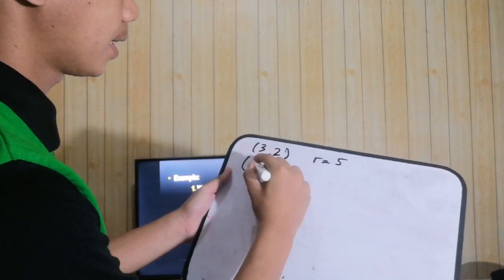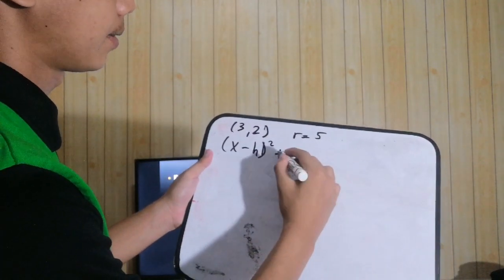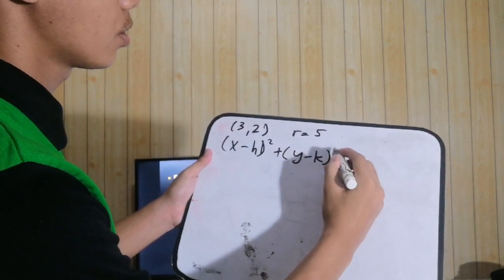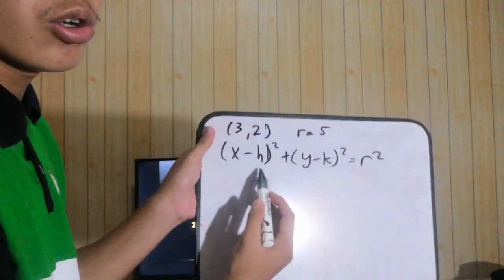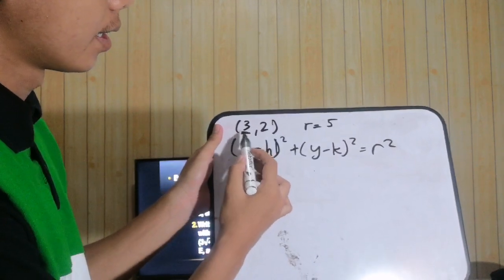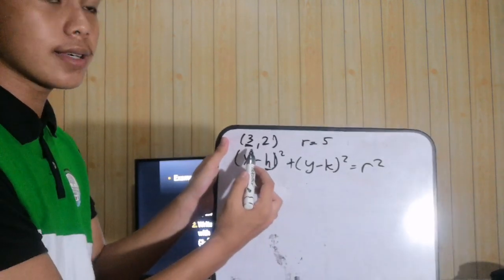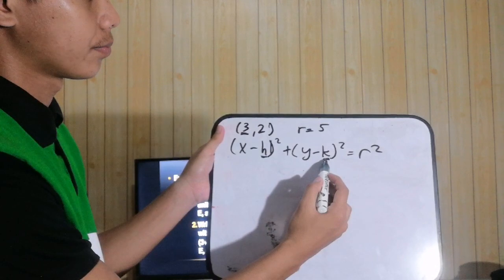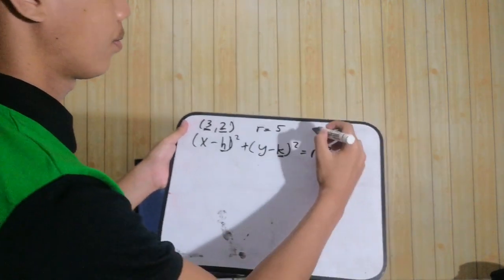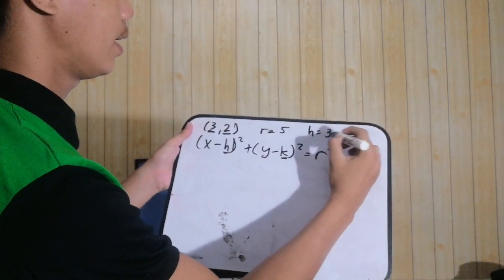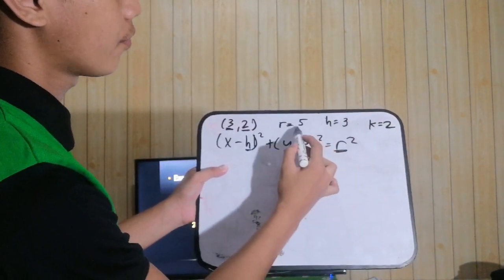Okay, let's use the center radius form. This is the center radius form: x minus h squared plus y minus k squared is equals to r squared. Now, let's find the value of h. The value of h is 3 because h represents the x. How about k? The value of our k is 2. So, let's just write this here. h is 3 and k is 2. Now, and our r is 5.